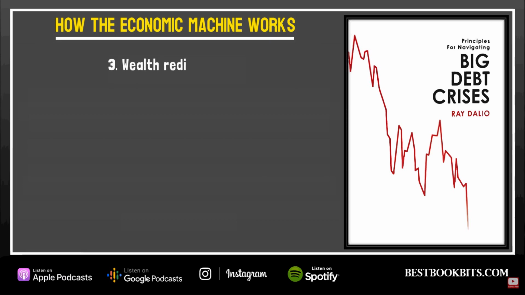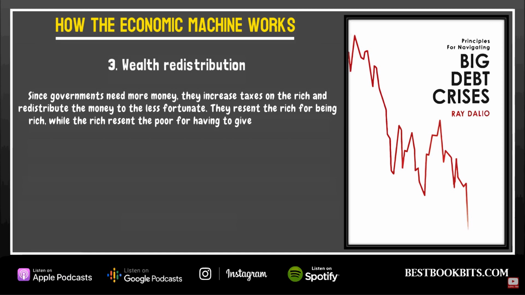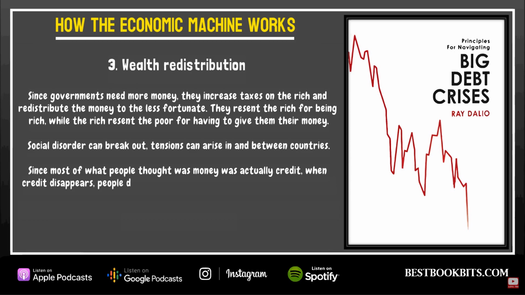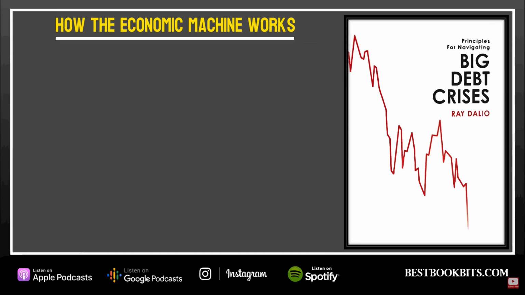Number 3, wealth redistribution. Since governments need more money, they increase taxes on the rich and redistribute the money to the less fortunate. They resent the rich for being rich, while the rich resent the poor for not having to give them their money. Social disorder can break out. Tensions can arise in and between countries. Since most of what people thought was money was actually credit, when credit disappears, people don't have enough money and are desperate for it. Since the interest rate is already low and no one wants to borrow money, we need to go to the last point.